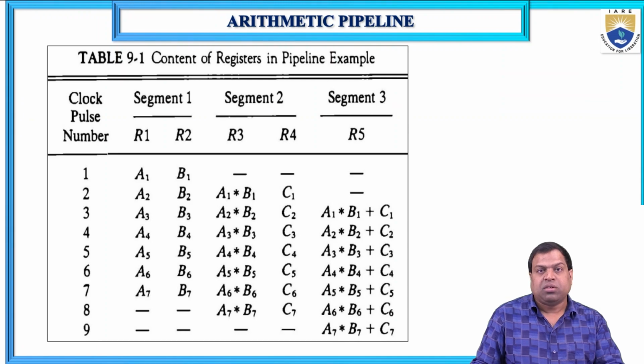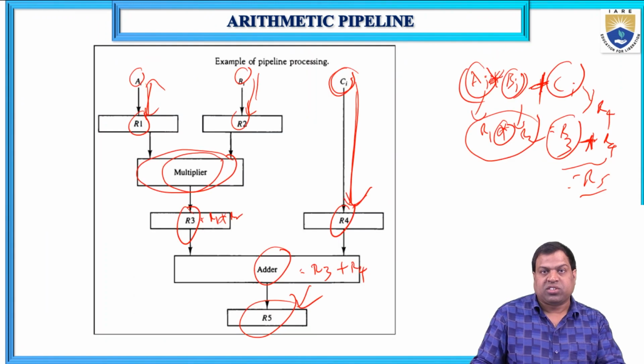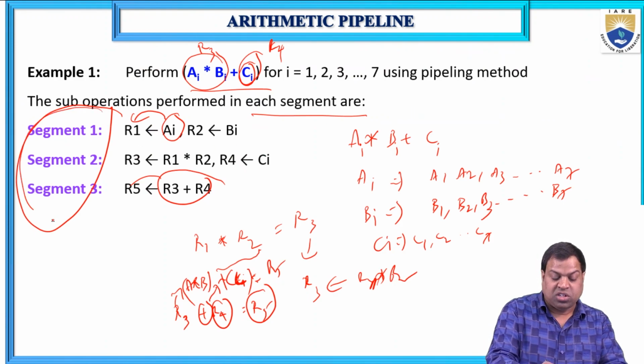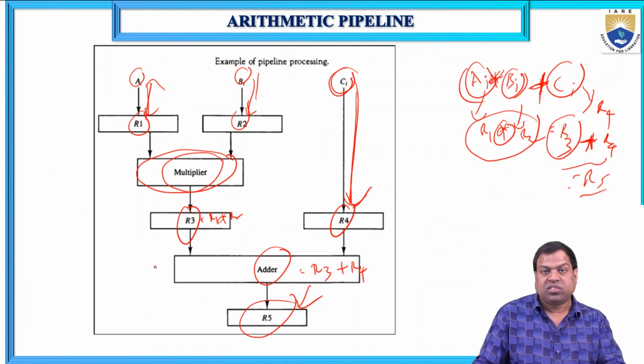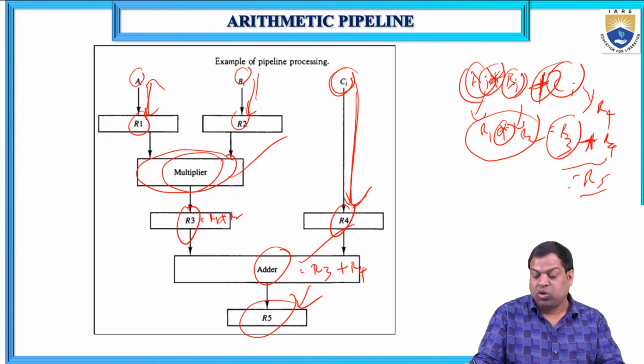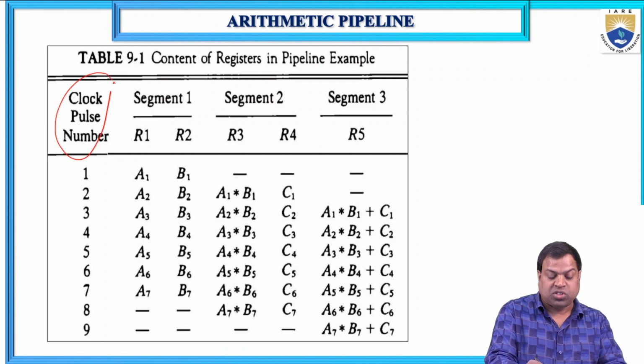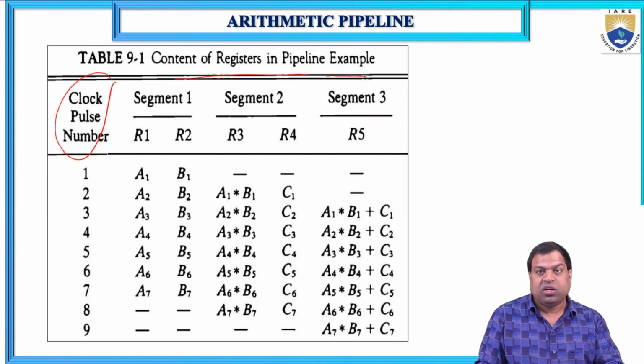The content of registers in the pipeline example. So already we discussed up to now A into B plus C. How many segments did we discuss in this slide? Here we need 3 segments. And in this we are getting the flow chart and how many logic units we need. Here the multiplier is 1 and the adder is 1, so we need 2 logic units and 3 registers. Here I am taking how much is going on and what the clock pulse of this operation is. So, the content of registers in the pipeline example: segment 1, segment 2 and segment 3. How many clock pulses do we need for this operation?